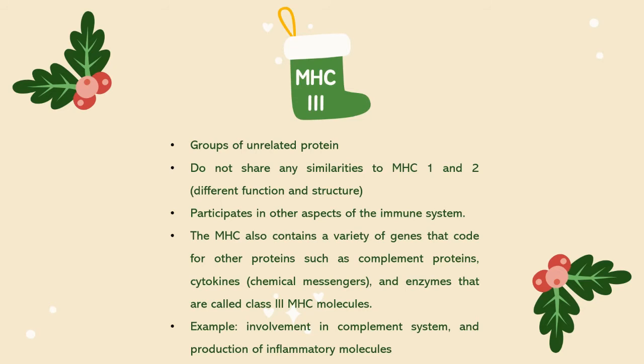The last type of MHC is MHC class III. It is a group of unrelated proteins. MHC3 does not share any similarities with MHC1 and 2. It is completely different in function and structure. It participates in other aspects of the immune system. The MHC also contains a variety of genes that code for other proteins such as complement proteins, cytokines, and enzymes that are called class III MHC molecules. For example, MHC3 is involved in the complement system and the production of inflammatory molecules.